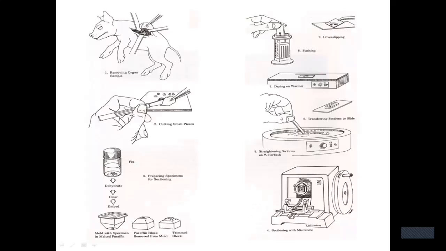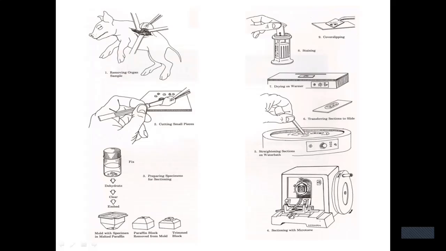This figure shows taking the sample from an animal or from a human. Number 1, removing the organ sample, a piece of meat from any part of the animal, and then cutting it into small pieces. We take a small piece, not a large piece, because with a large piece the amount of the chemical material is not enough. Cutting by scalpel into small pieces.